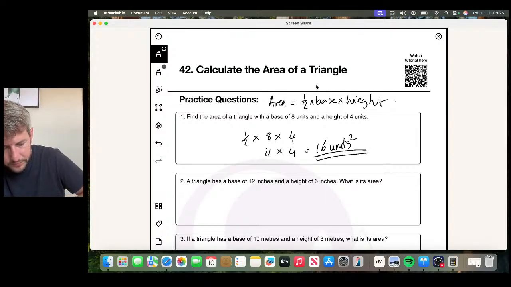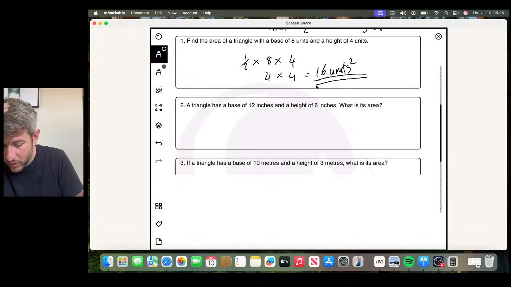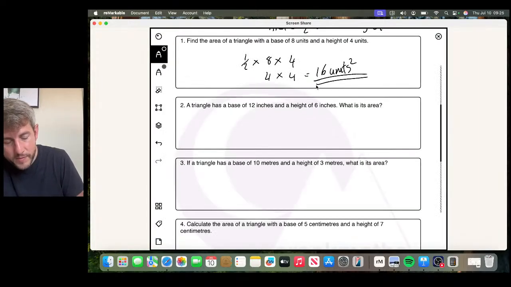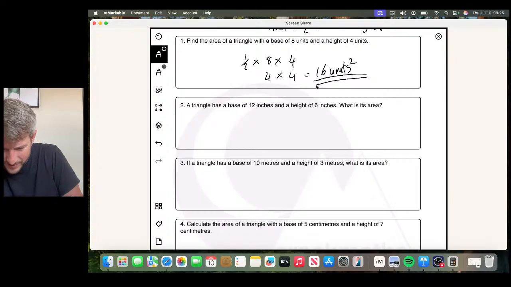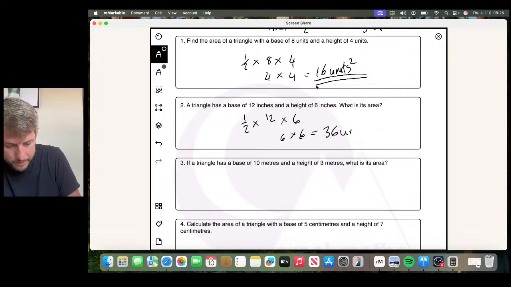Next one we've got here, I'll do this the other way. We could also do base times height divided by 2. So here, actually I'll just keep doing this, a half times the base of 12 times the height of 6. Well, a half times 6 is 6, so this is 6 times 6 equals 36 units squared.